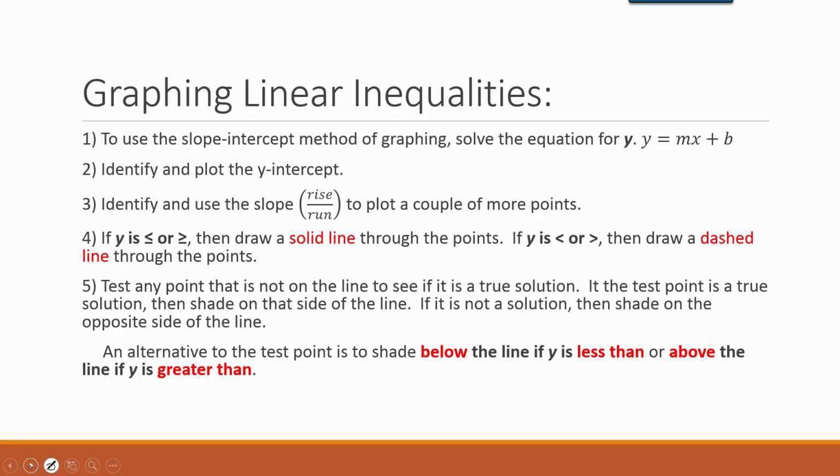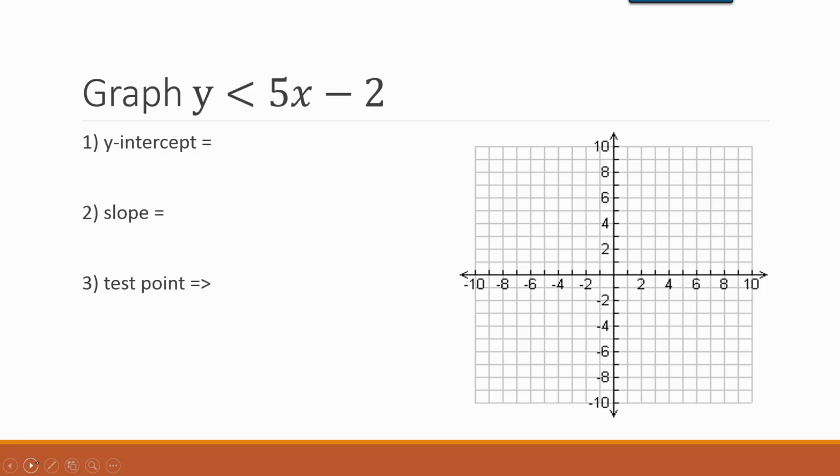Okay, so let's take a look at a few examples here. All right, this first one we have y is less than 5x minus 2. So we already have this in the y equals mx plus b form. Now, the first thing that I notice is that I do not have the or equal to bar here, so my line will be a dashed line when I make it. So my y-intercept is negative 2, or the coordinates 0, negative 2.